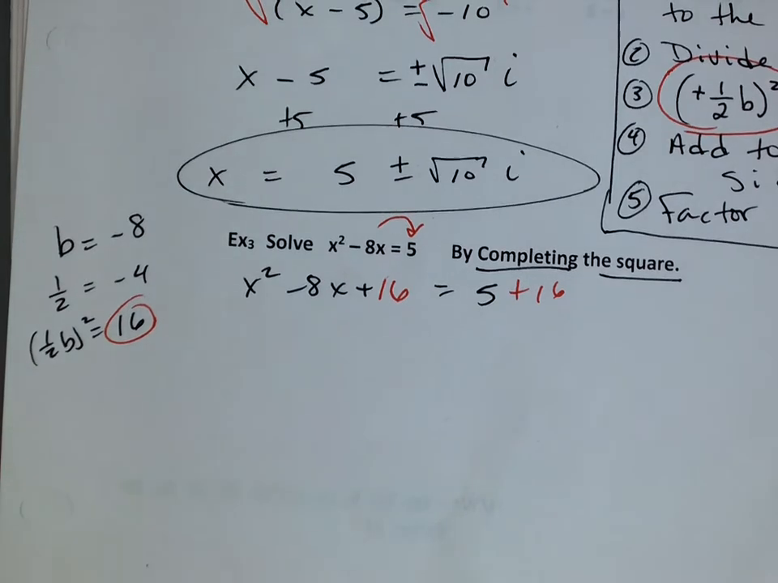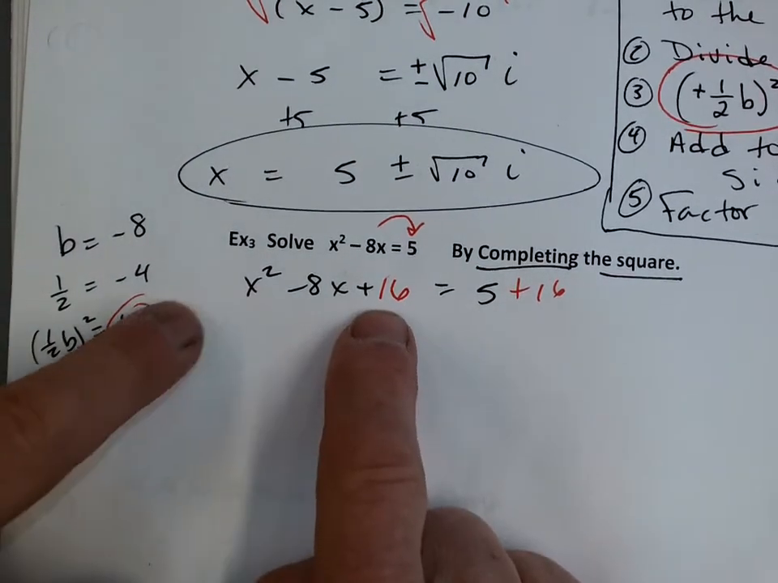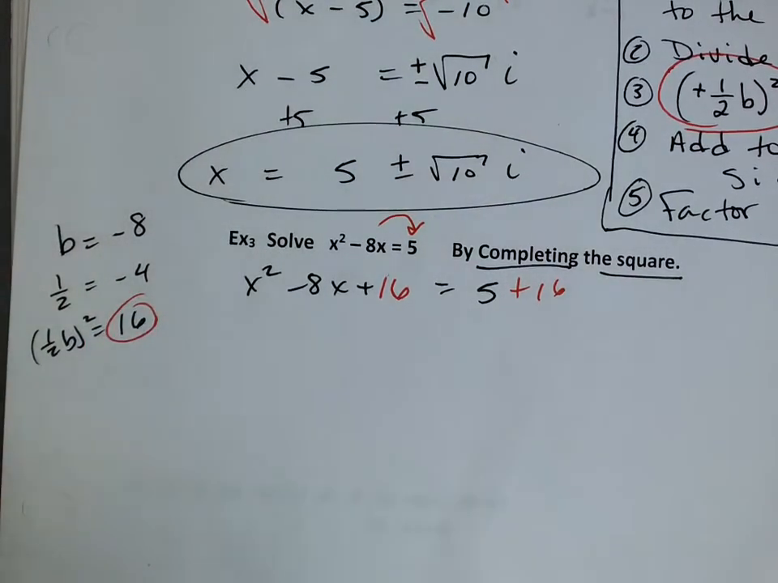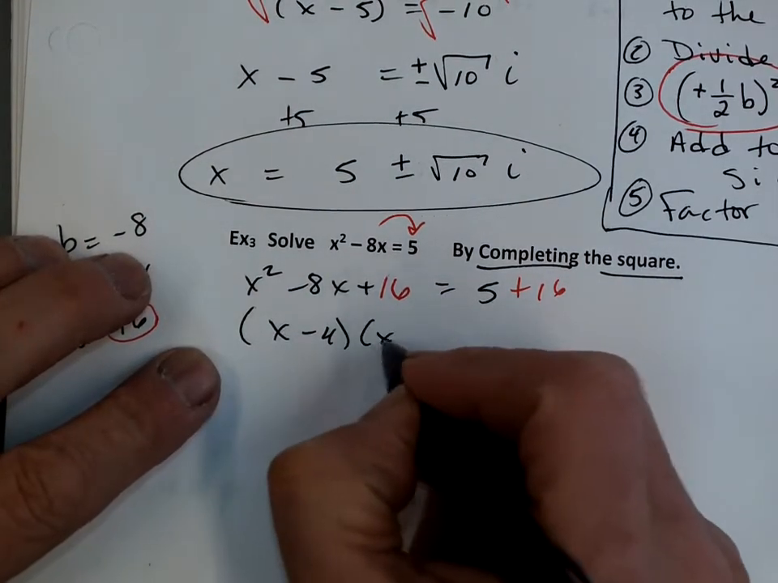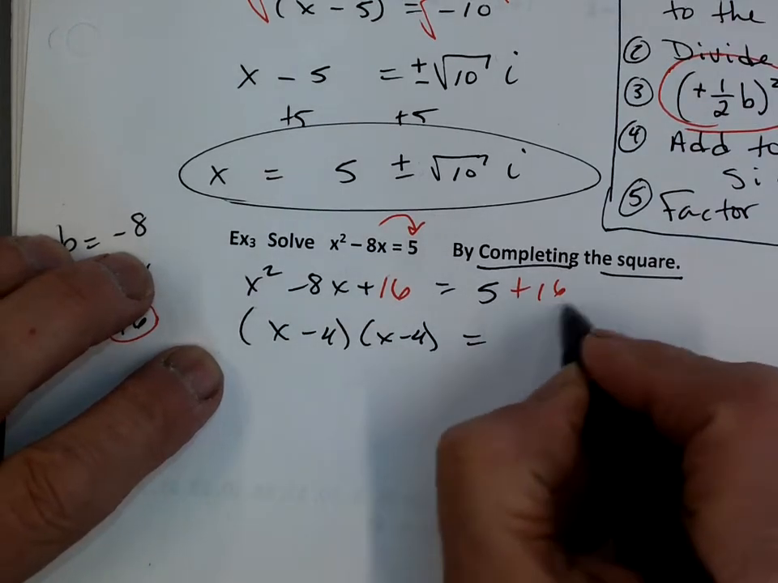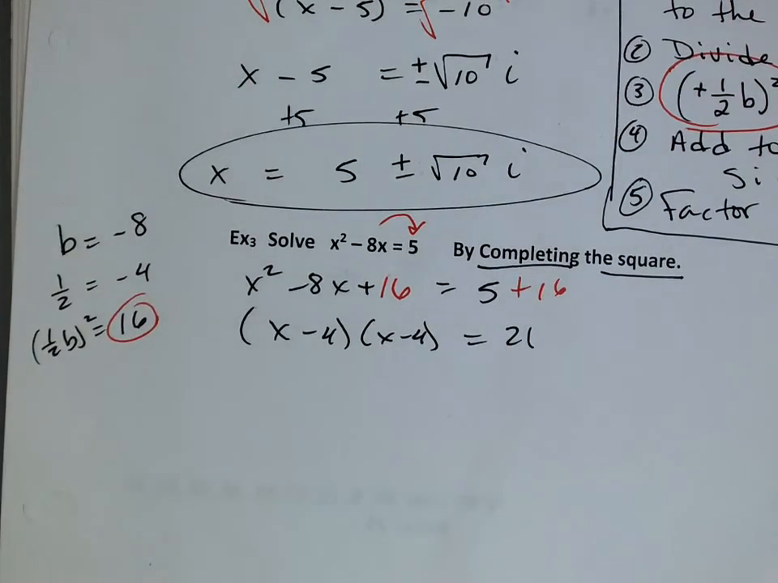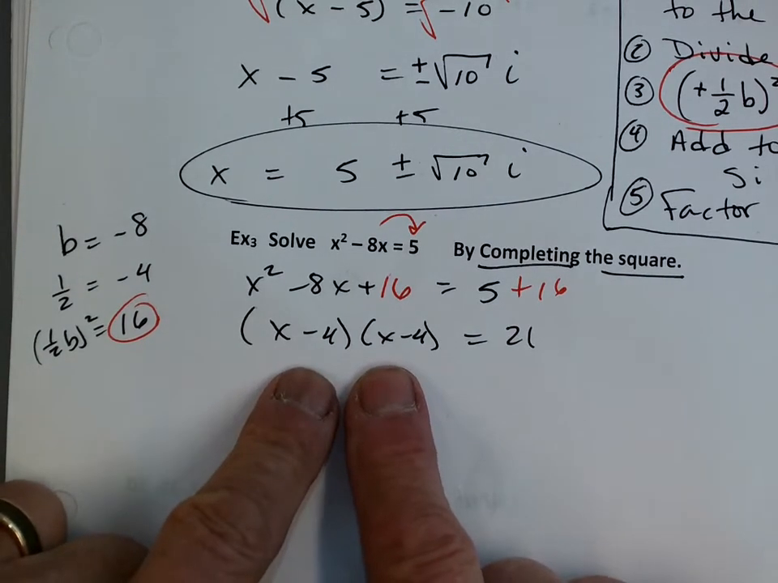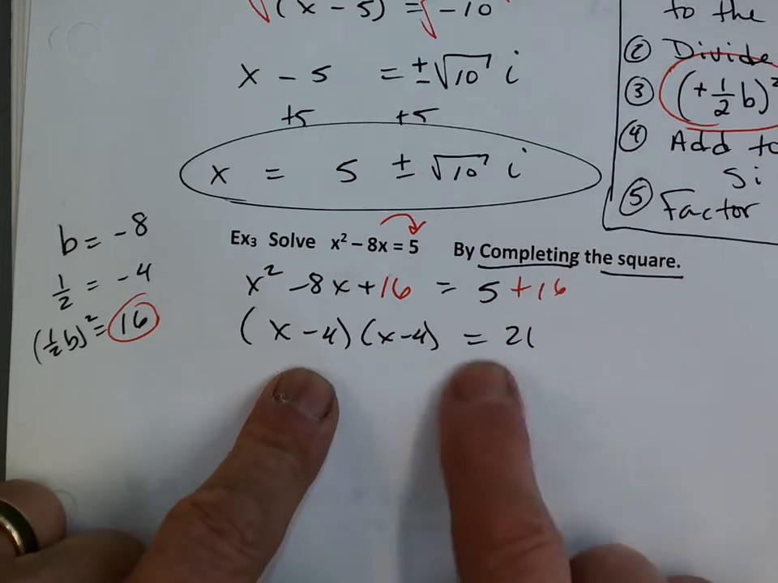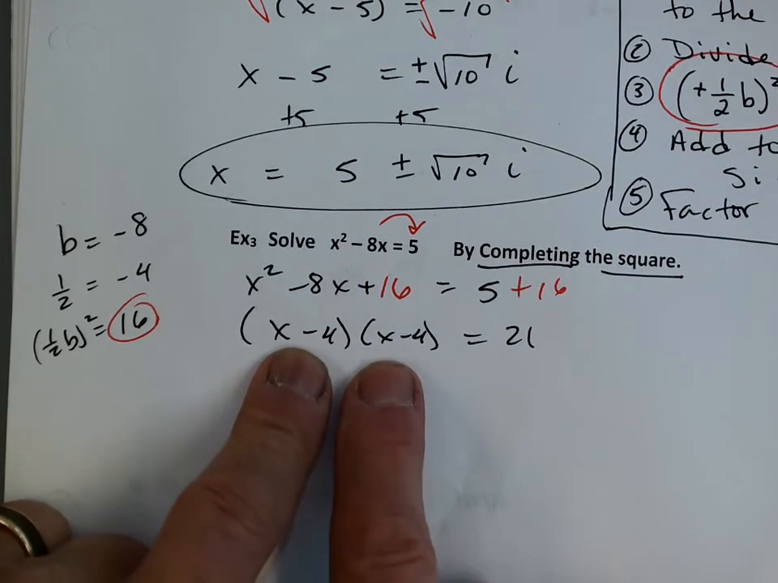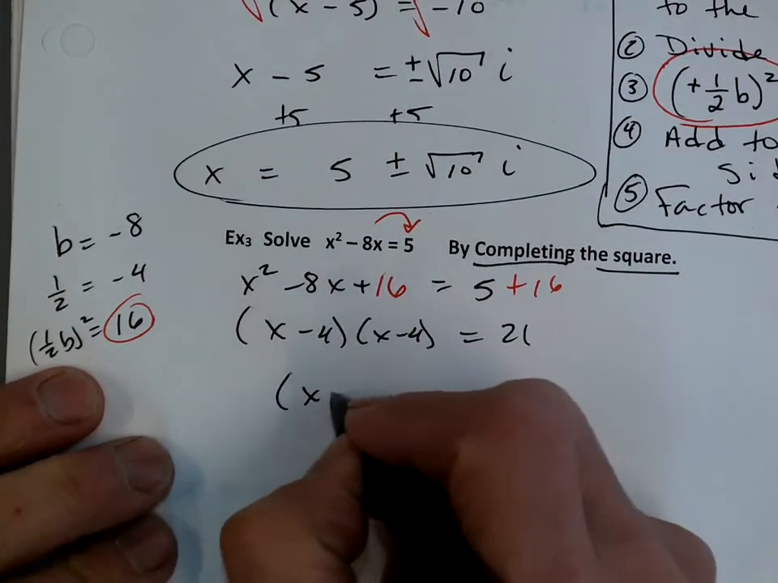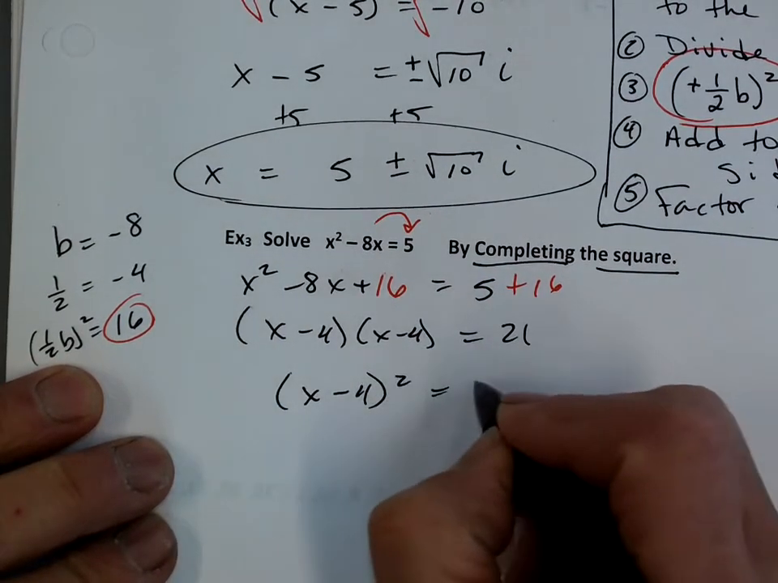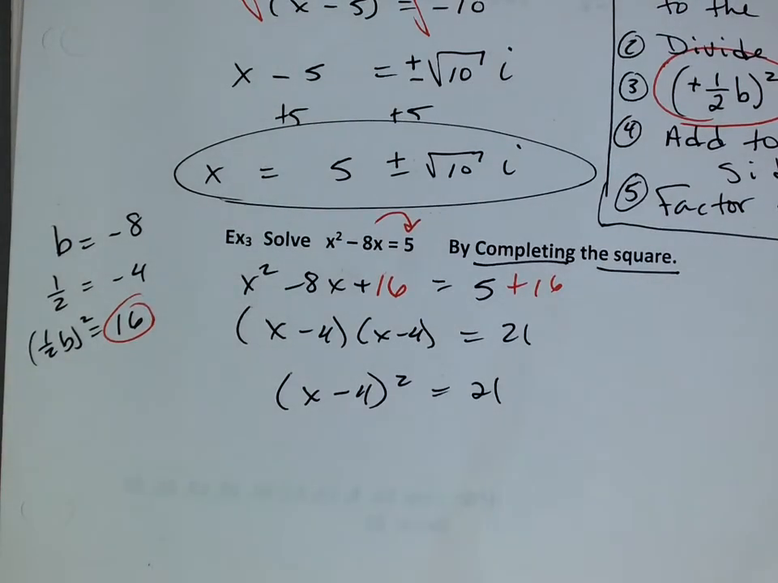So then, the reason we do this is this will factor into x minus 4, x minus 4 equals 21. This will always happen. You'll always get the same thing twice. That's why we do this little trick. And then you can rewrite it as x minus 4 squared equals 21. And now solving it gets pretty easy.